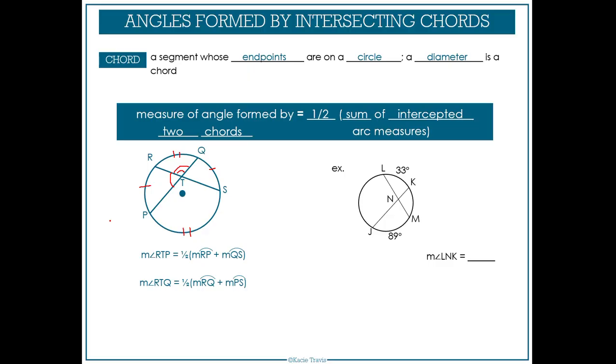So let's look at a quick example here. They're asking for the measure of LNK. LNK is this one right here. We got an arc in front of it, that's 33, and we got an arc behind it, that's 89. So to find LNK, we'll add those two together and then divide by 2. So 33 plus 81 divided by 2 will get you 61. Nice and easy formula for you to keep track of. Just make sure that you keep track of it as best as you can.